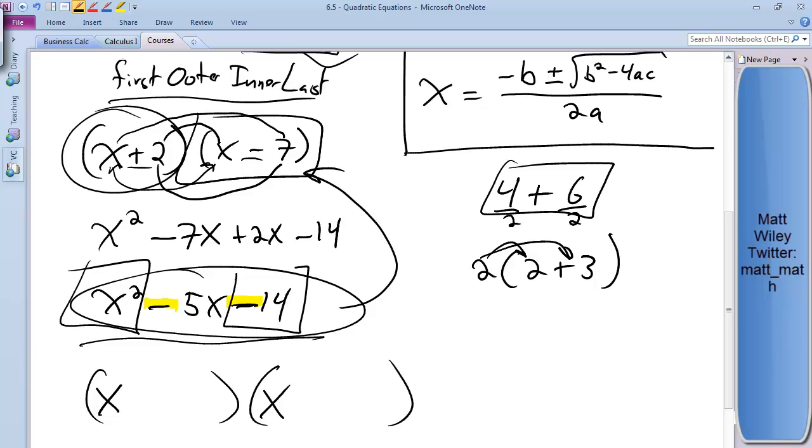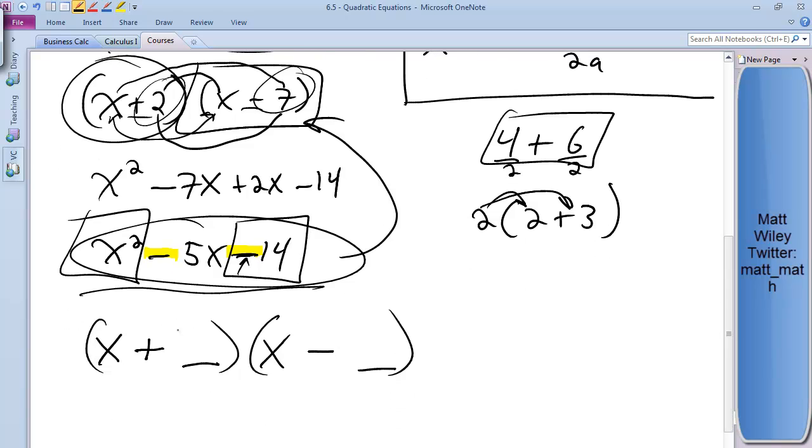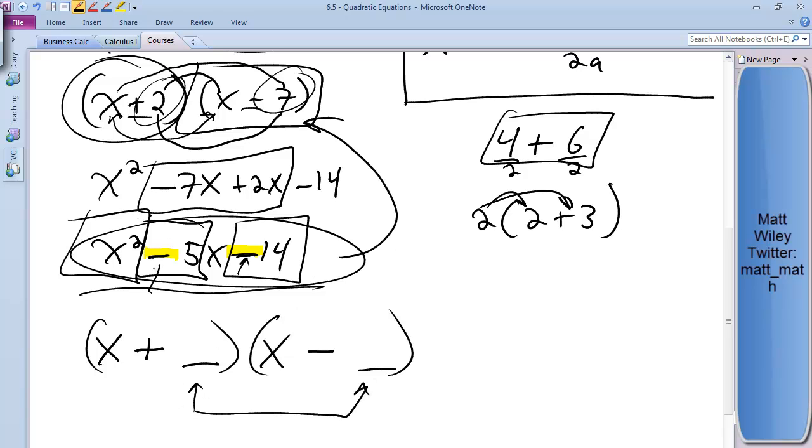I got this last piece here by multiplying the last 2 parts together. So the 2 numbers that I put here have to multiply together to give me negative 14. That means one of them has to be positive and the other has to be negative. Secondly, these numbers in these spots have to add together to give me a negative 5. When I add the positive number and the negative number together, it's going to give me a negative 5.